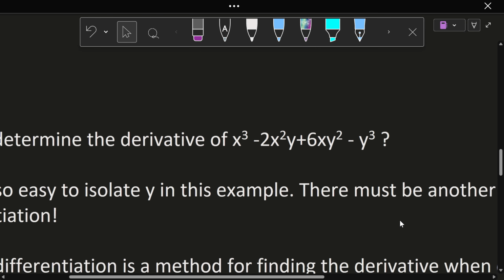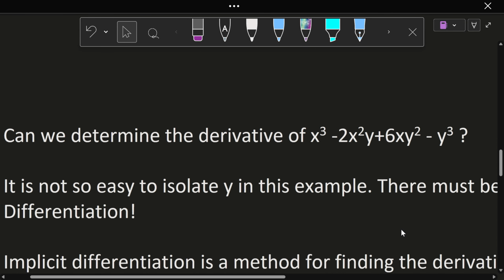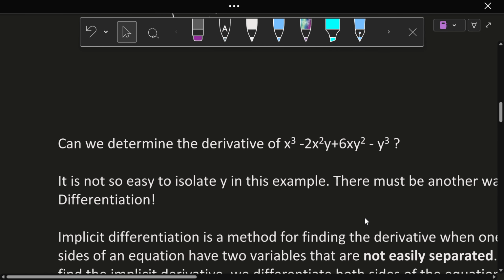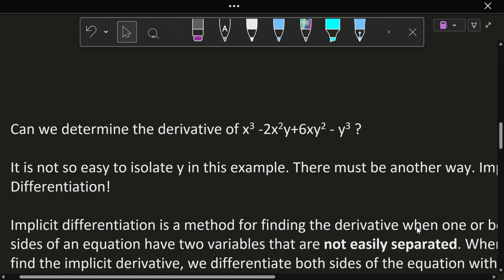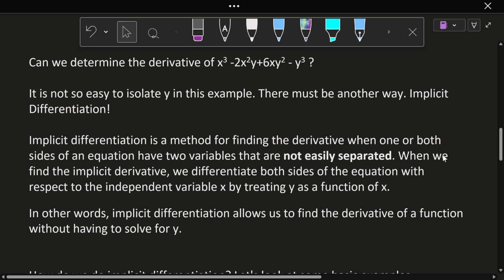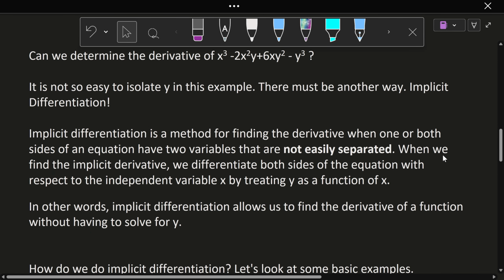What about something that's a little bit more complicated? Like, can we determine the derivative of x cubed minus 2x squared y plus 6y squared minus y cubed? You can't really isolate the variable, the y there, too easily, but there's got to be a way to take the derivative, and that's where we use implicit differentiation. So implicit differentiation is a method for finding the derivative when one or both sides of the equation have two variables that are not easily separated.